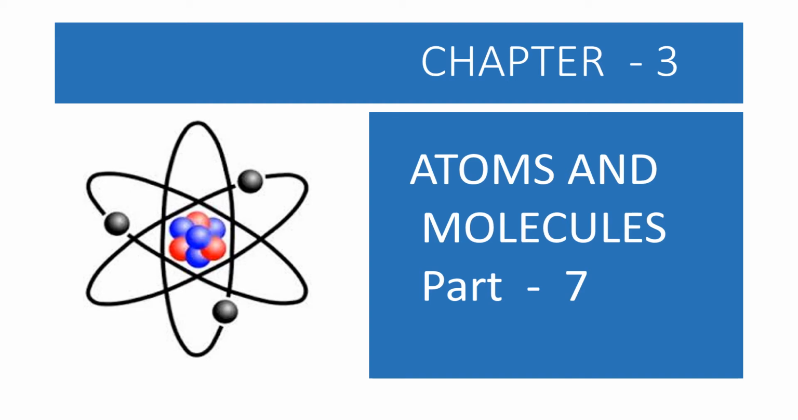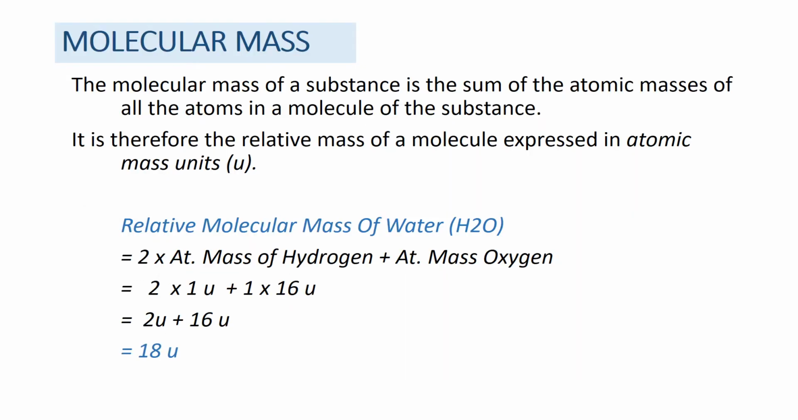Today in part 7 of atoms and molecules we'll discuss the formula mass unit and molecular mass: how to find out molecular mass and how to find out formula mass. Now students, let's see what is molecular mass. When we speak about molecular mass, it means we have to find the mass of a molecule.